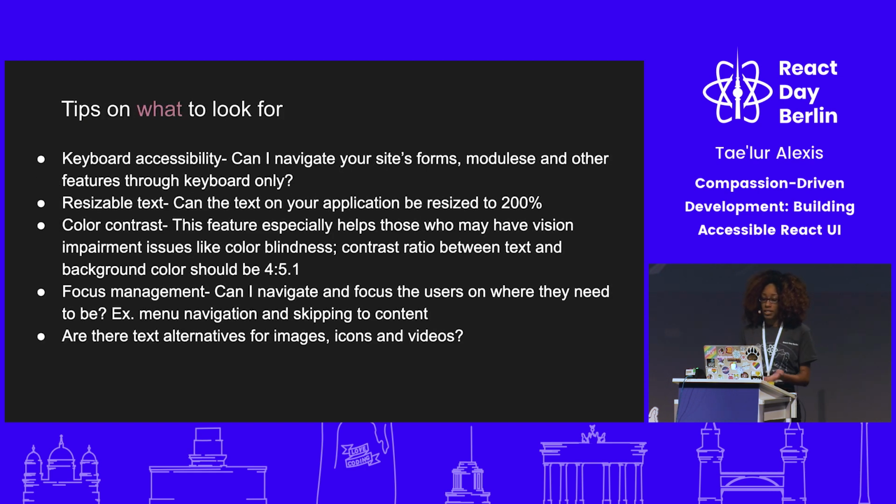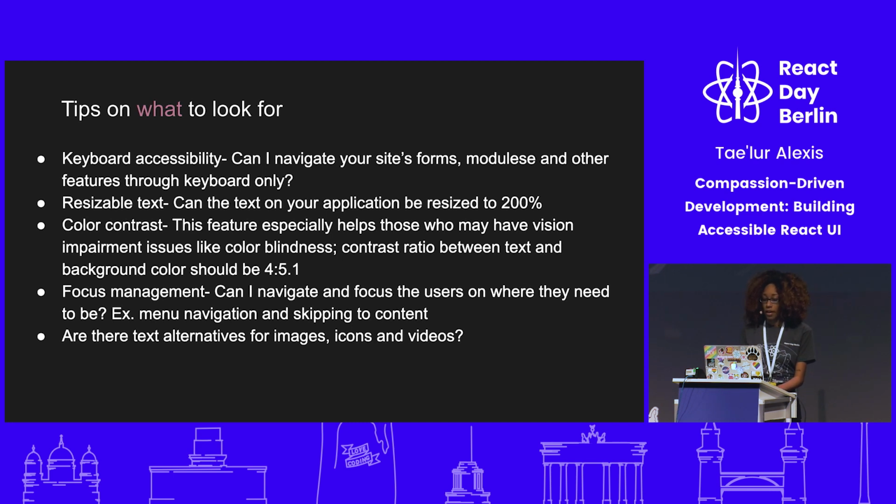All right, so tips on what to look for. Keyboard accessibility. Can I navigate your site's forms, modules, which I misspelled, it looks like it says modules. My bad. And other features through keyboard only, because oftentimes users with disabilities are only able to tab through. Resizable text. Can I zoom the text or the content on your page to 200% to 500%? That would be the perfect zoom.